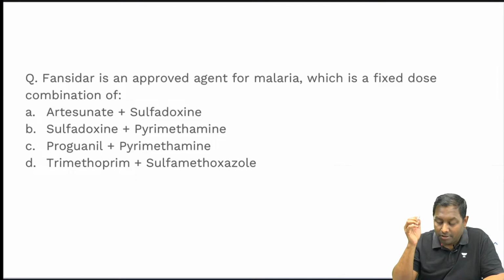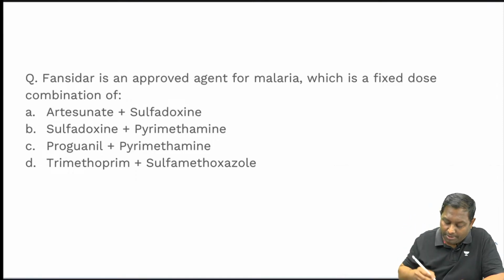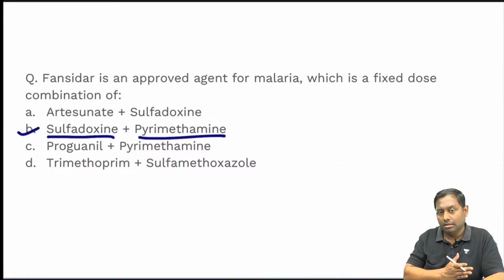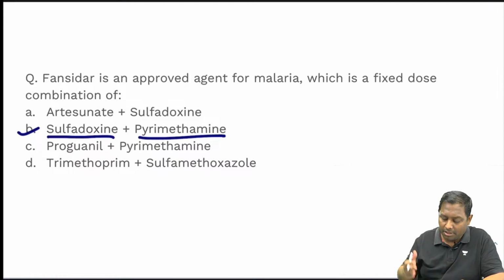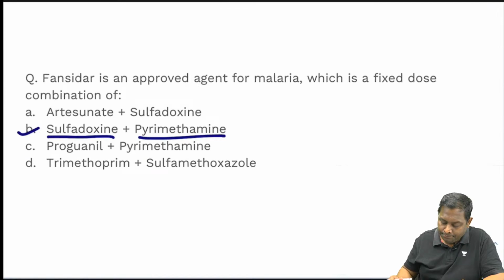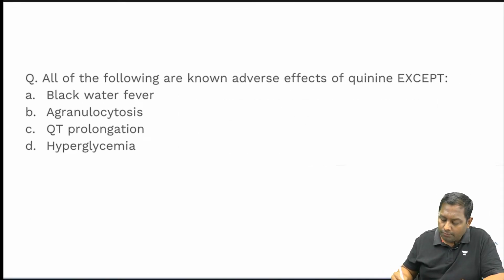Fansidar is an approved drug for malaria, which is a fixed dose combination of artesunate, sulfadoxine, pyrimethamine. We know, so sulfadoxine, pyrimethamine is the correct answer for this one, right? Because it is not with artesunate. Artesunate is separate; sulfadoxine, pyrimethamine we call Fansidar. Okay.